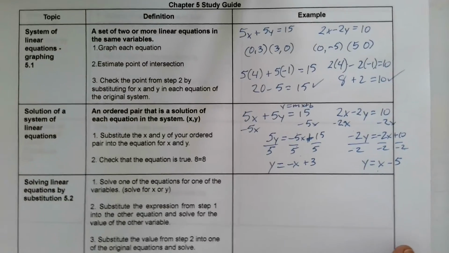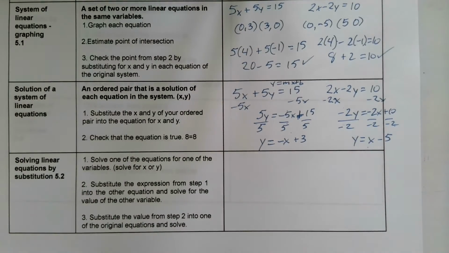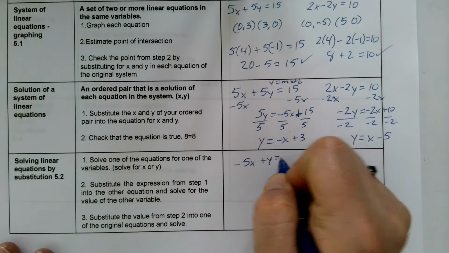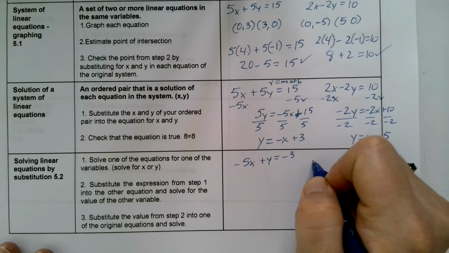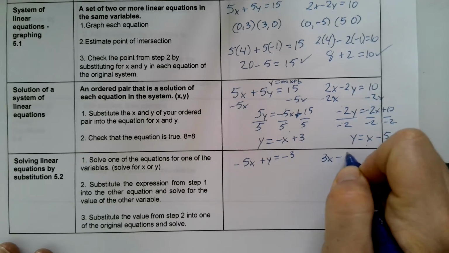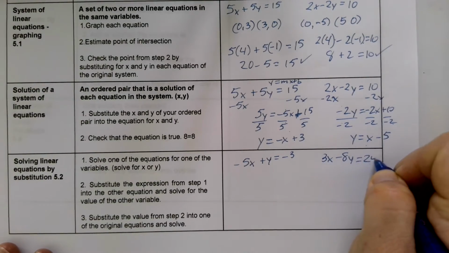So now let's talk about solving linear equations by substitution. Now, the good news on the test is that you have a whole section that says solve the system of linear equations using any method. Your options are graphing, substitution, or elimination. So I'm going to give you one here that would be 5x plus y equals -3. And then we're also going to have 3x minus 8y equals 24.